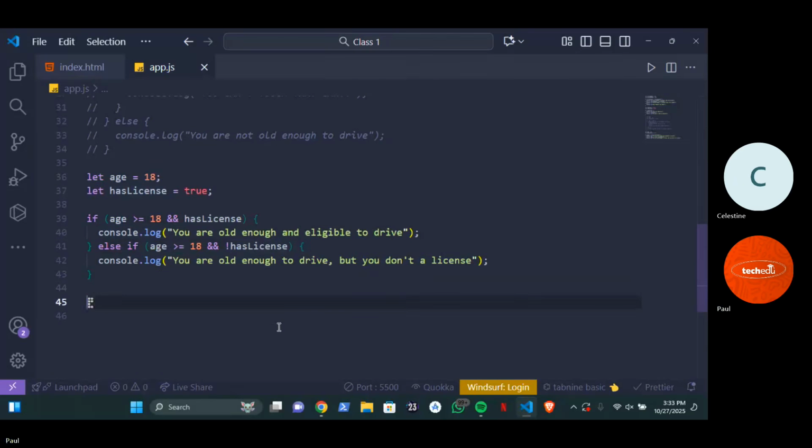Now, what is the not here? Remember in our last class, I made mention of three major logical operators. First one is your and. Second one is your or. And the third one is not. So this not is saying no driver's license. That means it's going to be the opposite of hasLicense, so it's going to be false. But what's going to get outputted here? What do you think is going to get outputted here? You are old enough and eligible to drive, right? Because this is still true.